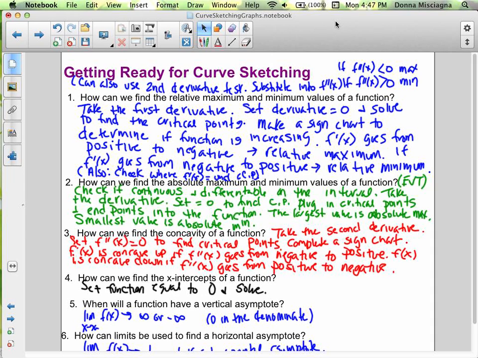How can we find absolute maximum minimum values of a function? That would be EVT, right? So I did post a video on the extreme value theorem, so if you did miss any of that lesson, I did put it in your pod-up.